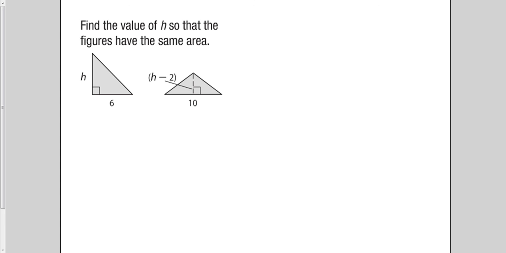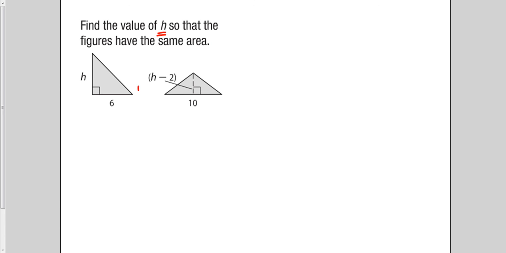In this last problem, we need to really examine some vocabulary words and geometry. Luckily for this problem, our pictures are given to us. If we have an algebra problem where there are shapes and the shapes are not given to us, we should draw the picture. So it says find the value of h. In finding the value of h, it's important to remember what we're doing, so that the figures have the same area.